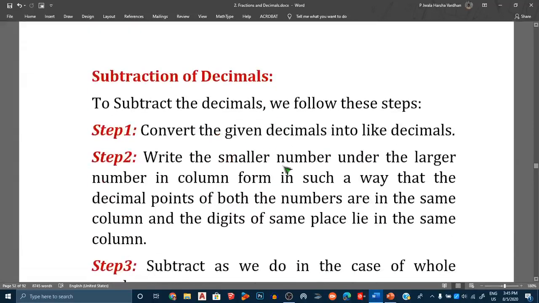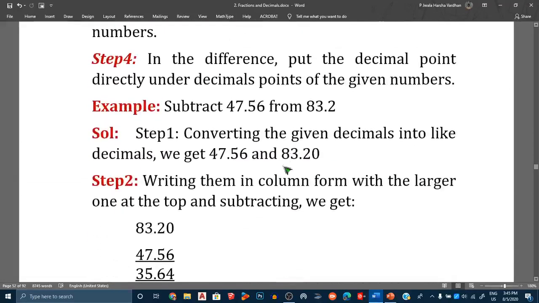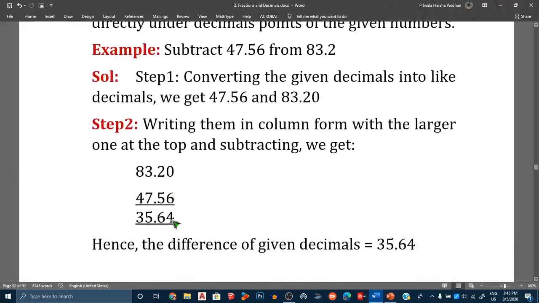Next, for subtraction of decimals also, you have to use the same procedure. First you have to convert the given decimals into like decimals, and you have to write them in the form of a column, one under the other, with the decimal point in the same line, and then you have to subtract as you do with whole numbers. Like that only you have to subtract, normal subtraction only.